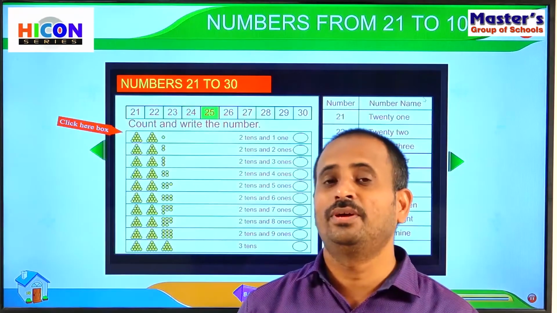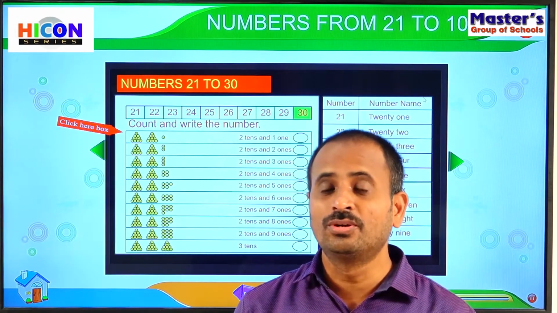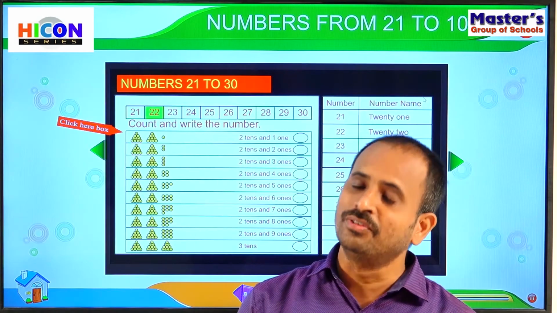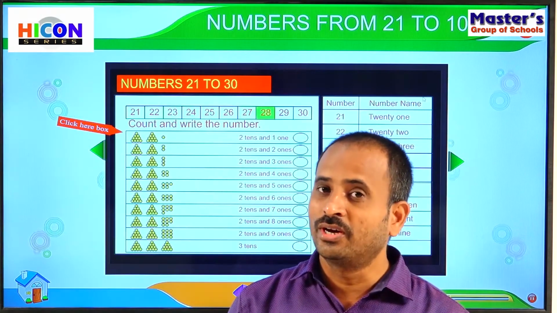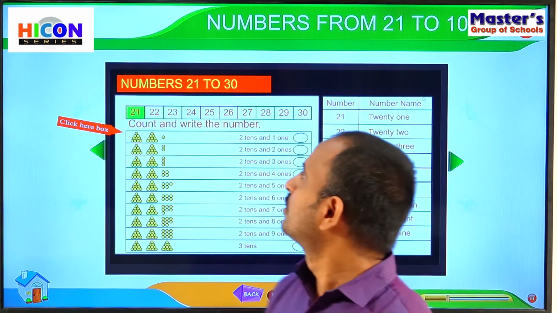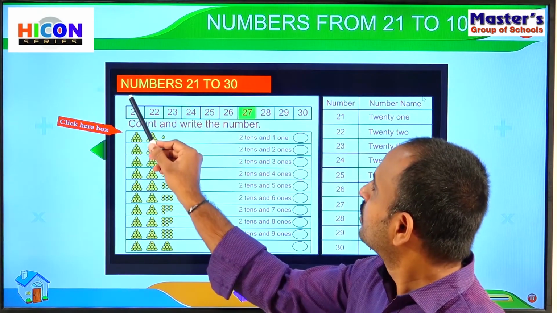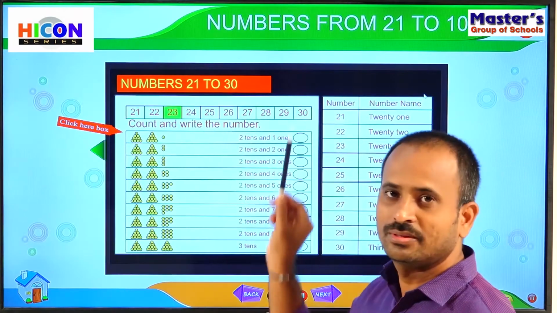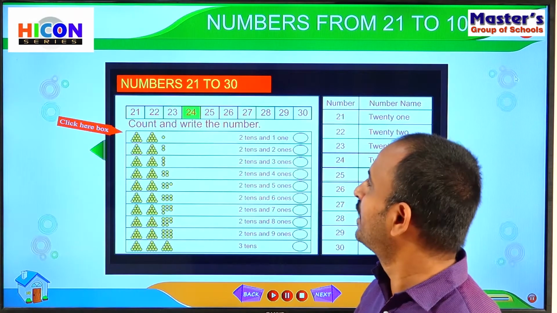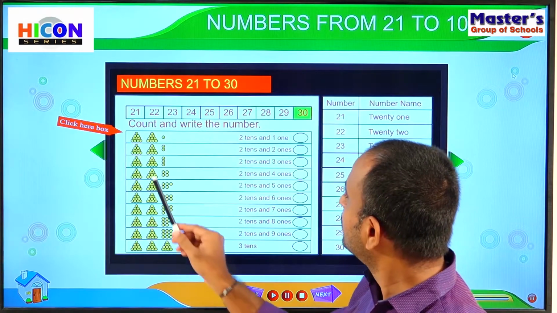Children, up to now, we have practiced how to write the numbers from 1 to 20, which we already learned in previous chapters. Now we are going to learn how to write the numbers from 21 to 30 first. See the pointer, children. How can we write the numbers from 21 to 30? So, see here.